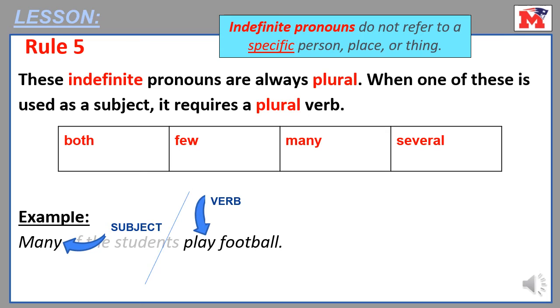Here's an example below. Many of the students play football. So let's get rid of the words in between, draw a line between the subject and verb, and we see that many is our true subject, so it needs a plural verb. Many is always more than one, so we use the verb play instead of plays. Again, if you use these pronouns, they're always plural, so you use a plural verb afterward.